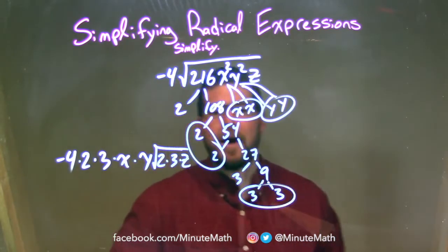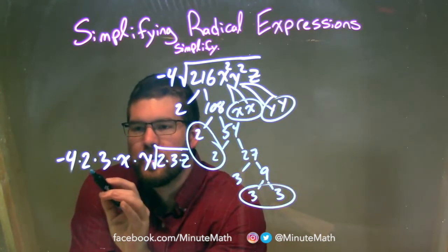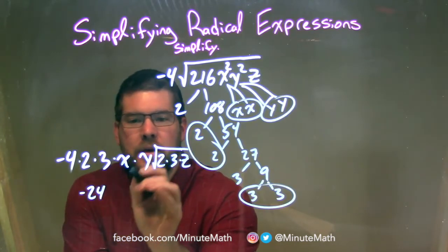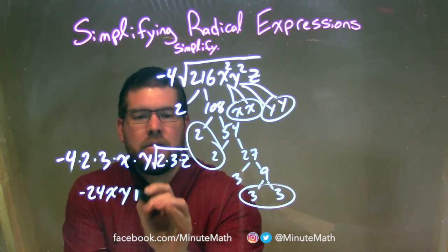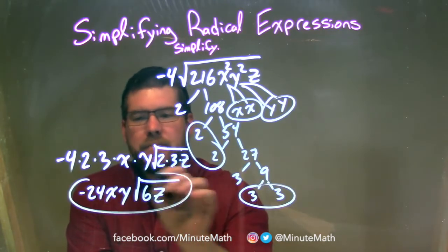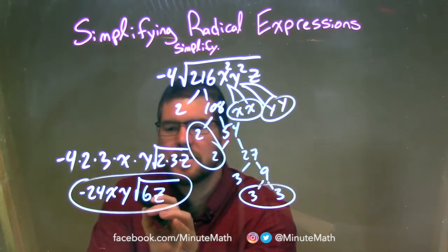So now, from there, we need to simplify that. Negative 4 times 2 is a negative 8, times 3 is a negative 24, so we have negative 24xy times the square root of 2 times 3, which is 6, z. And there we have it. Our final answer is negative 24xy times the square root of 6z.